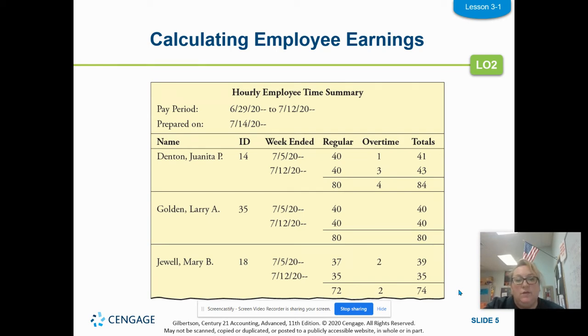Here is a time card they have on here. Juanita, in the last 2 weeks, worked 80 hours regular. She worked 4 hours overtime for a total of 84. Down here, Mary, for the last 2 weeks, has worked 72 hours with 2 hours of overtime for 74 hours.